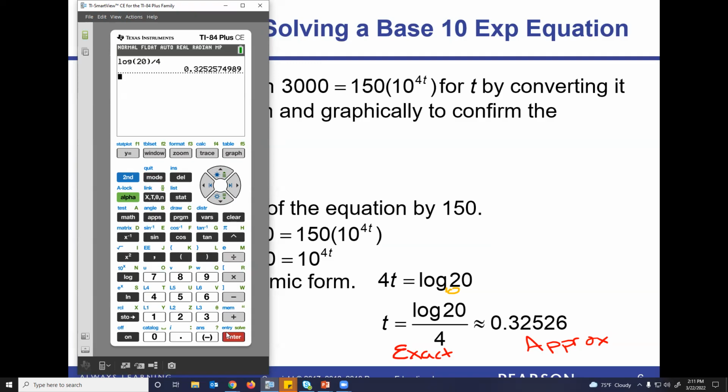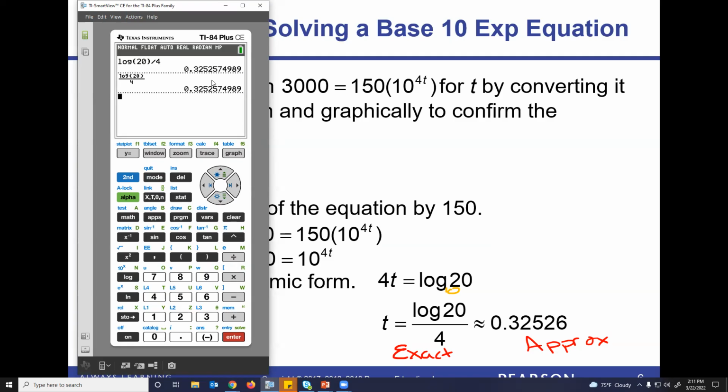For those of you that have the option to make it look like a fraction, you can always make it look like that fraction. Again, make sure you close the parentheses there, and you'll still get the exact same answer. So whether you have a TI-83 or a TI-84 with the option to make it look like a fraction, you'll still get that same answer.